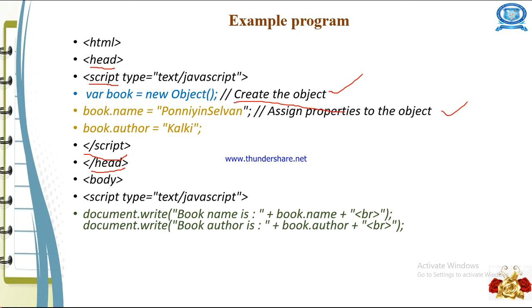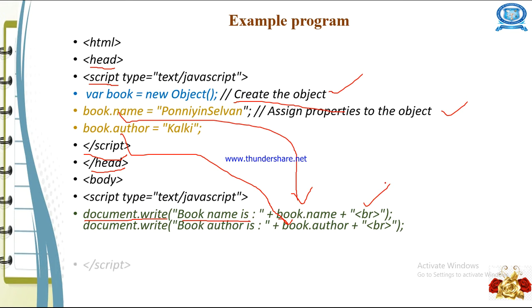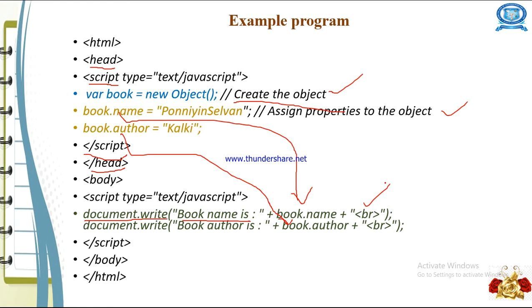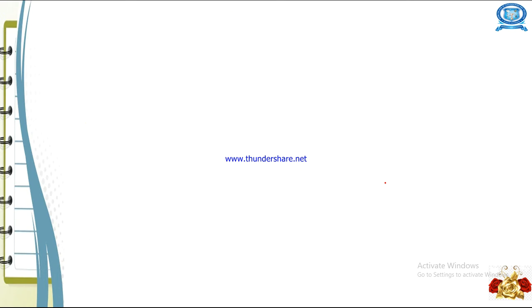Okay, so you can use the output statement document dot write. You have to use book name is, and this book name property value is assigned here, and book author is assigned here. By using the break statement, enter a new line to get the output. Okay, we'll close the script, close the body, close the HTML. So this is a sample example. Now I can explain this program.